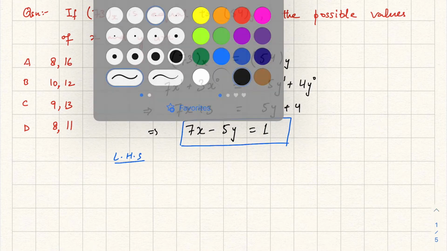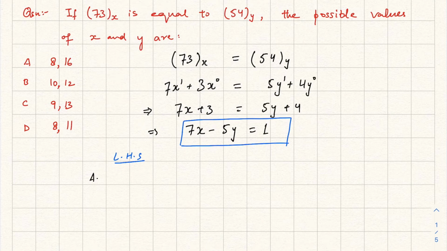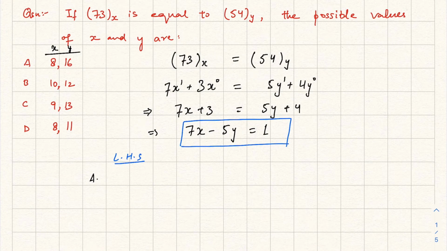If we take the left hand side and check all the options one by one, we will start with option A. With 8 and 16, the first value given over here is the x value, and the second value is y correspondingly, right? So we have 7x minus 5y. If we put x value as 8, 7 into 8 minus 5 into 16. We need to see, is it equal to the right hand side, and the right hand side value is equal to 1. So is it satisfying the equation? The answer is no, because it will be 56 minus 80. So it will be wrong.